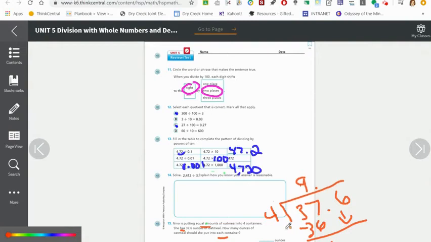And so 4 goes into 37 9 times, which gives me 36, 1 left over, 1 less than 4, so I know I did it right. Remember to bring up your decimal. And 4 goes into 16 4 times, so it gives me 9.4. So each one's going to get 9.4 ounces.